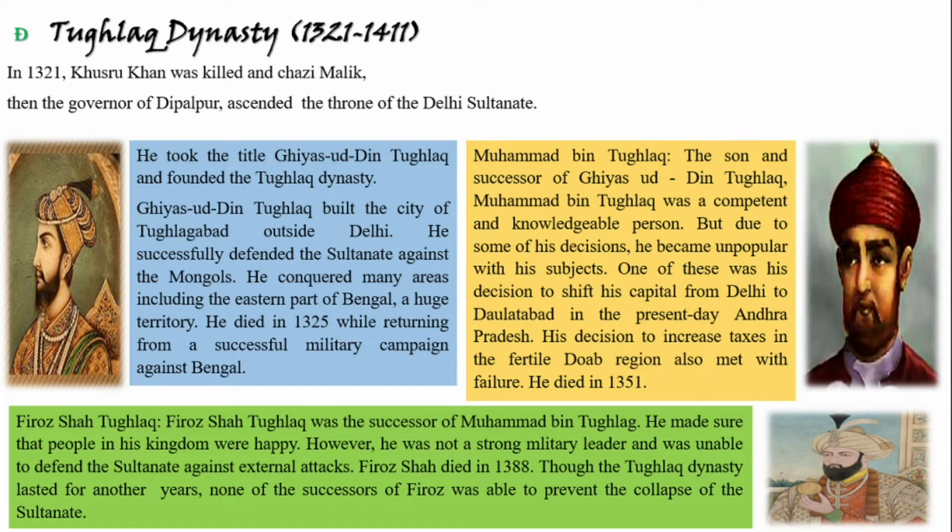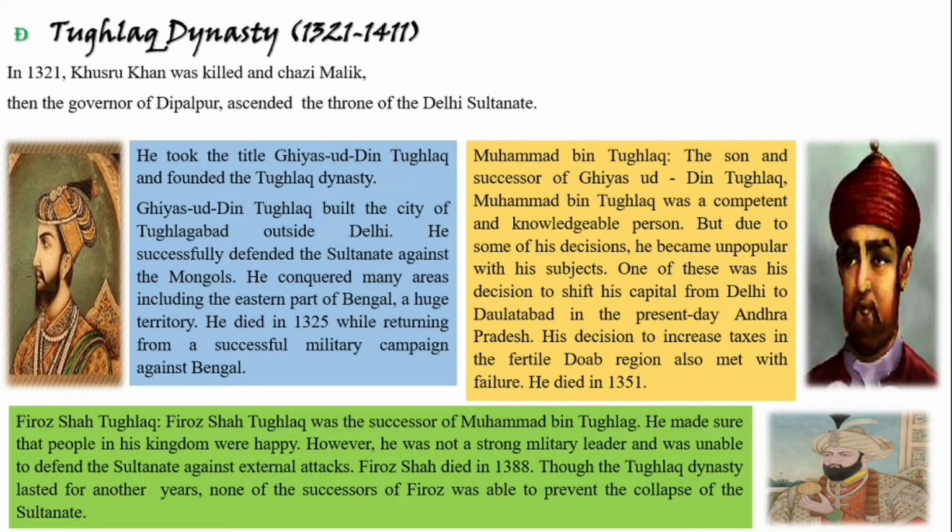After his death, the next ruler was Muhammad bin Tughlaq, the son of the successor Ghiyas-ud-Din Tughlaq. Muhammad bin Tughlaq was a competent and knowledgeable person, but due to some of his decisions, he became unpopular with his subjects. One of these was the decision to shift the capital from Delhi to Daulatabad, in present-day Maharashtra. His decision to increase taxes in the fertile Doab region also failed, and he died in 1351.